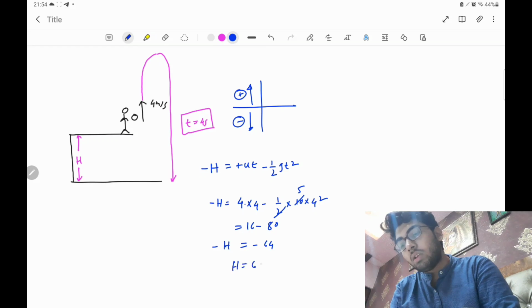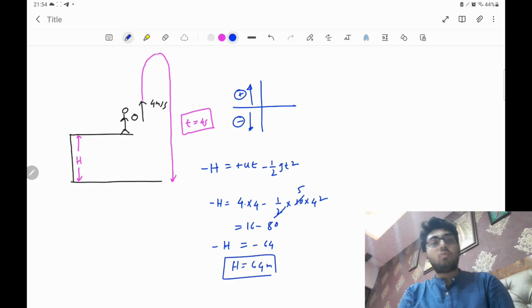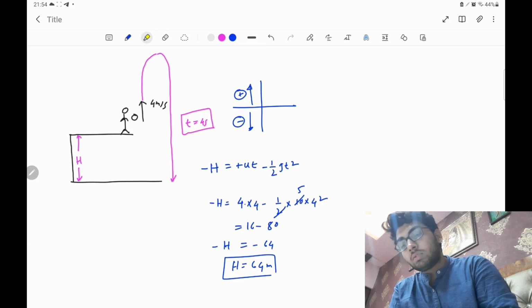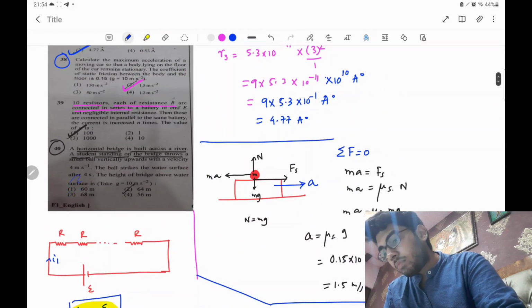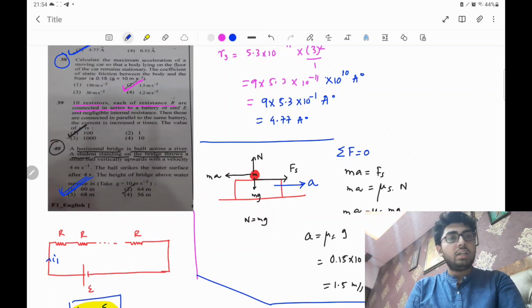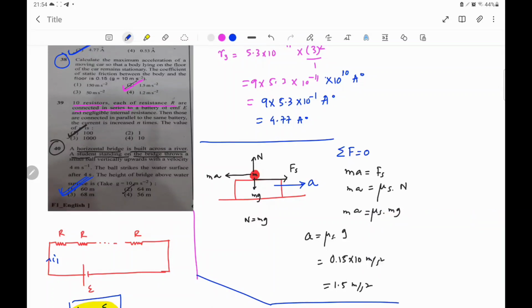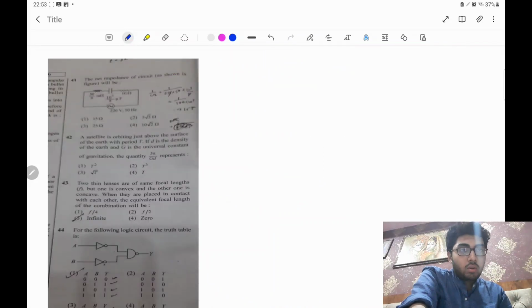So h is equal to 64 meter. Okay, so this is the answer. Clear? Okay, so the next question is question number 41.